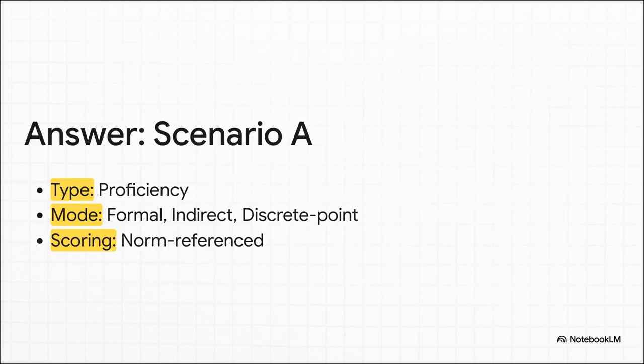First, the why. It's for university entrance to measure general ability. That makes it a proficiency test. The how. It's a big, standardized exam, so it's formal. It uses multiple choice for grammar, which is an indirect and discrete point way to test. And finally, the scores are compared to a national average, so it's norm referenced. See how all the pieces just click into place?